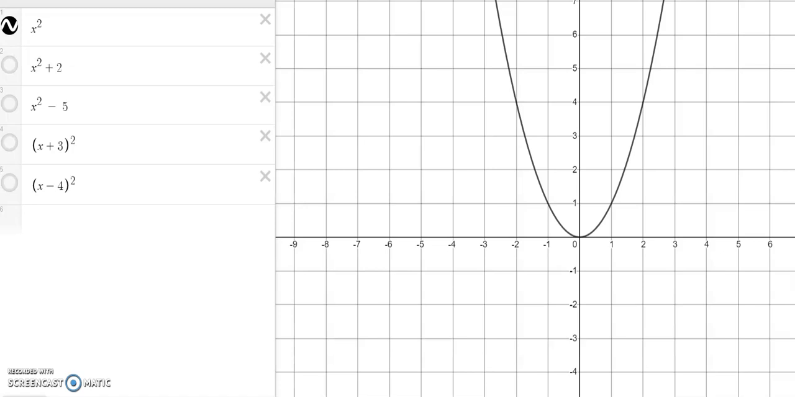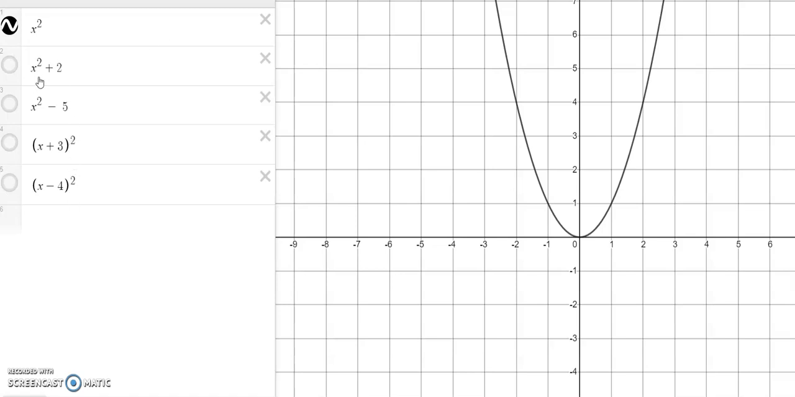Okay, in this video we're going to get a little bit of practice graphing these, predicting what's going to happen without plotting points. So we're going to use the properties that we learned in the last video, and that's if we add or subtract on the outside, it'll shift up and down. If we add or subtract inside, it'll shift left and right, but opposite what you'd expect.